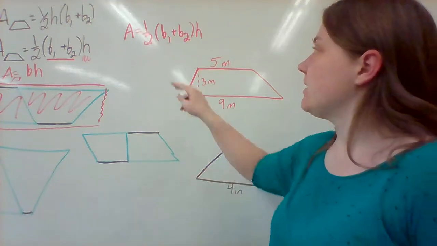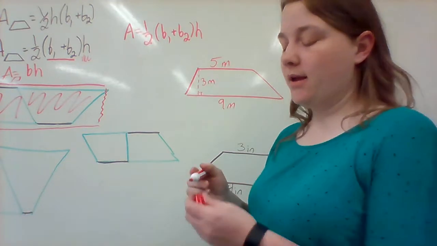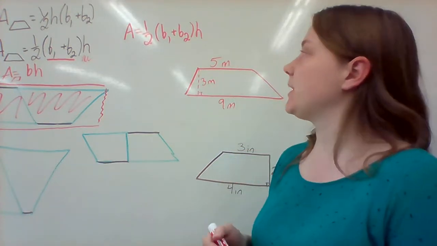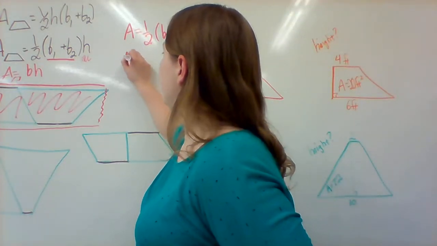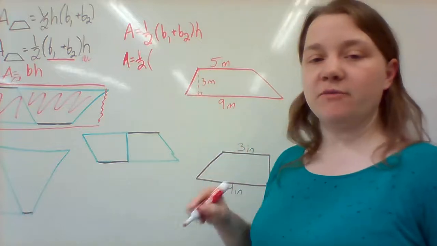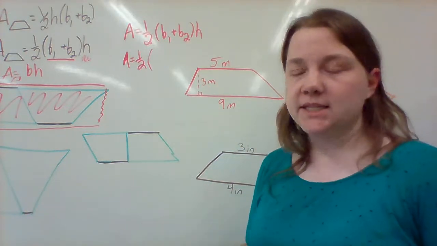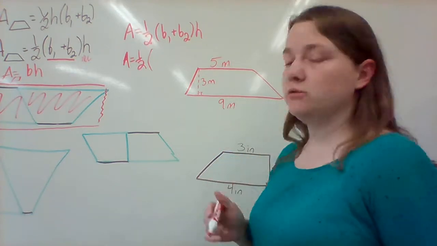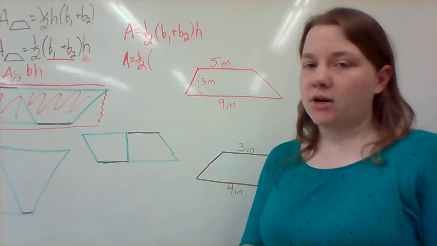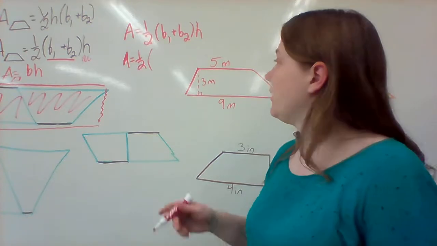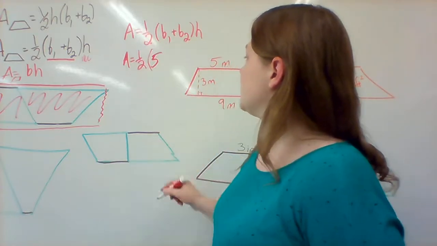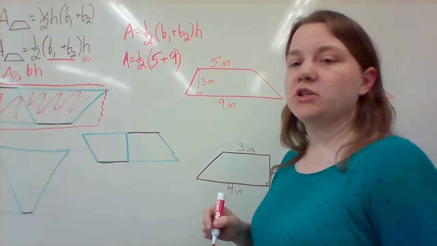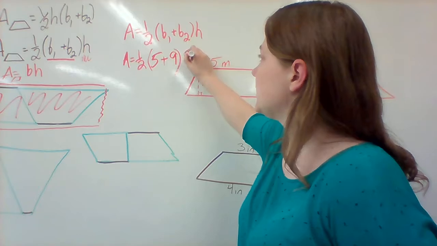Now it's a little bit confusing because I have two bases, B1 and B2. I have to take the top and the bottom measurement, so just be prepared to do that. So, A equals 1/2. Instead of B1, I'm going to pick one of the bases. In my head, it makes sense to make 5 base 1 because it's on top and 9 base 2 because it's on bottom. If you switch around B1 and B2, life will go on. Everything will be okay. So I'm going to put 5 for my base 1 plus 9 for my base 2, and then I'm going to multiply it times the height, which is 3.